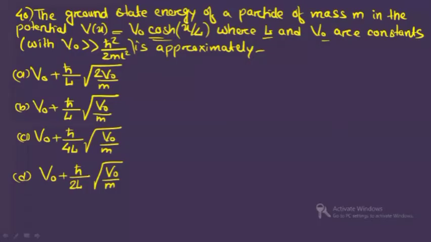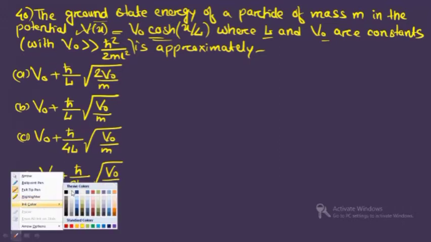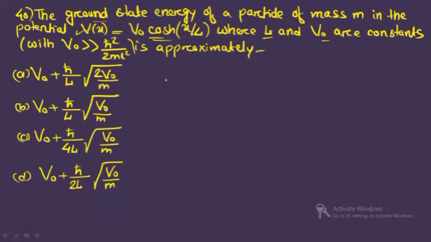Here it is said, the ground state energy of a particle of mass m in the potential V(x) is equal to this one, where L and V0 are constants and V0 is very, very greater than h cut square by 2mL square. It is approximately what? You have to calculate the ground state energy approximately when the potential V(x) is equal to V0 cos hyperbolic x by L, and L and V0 are constants. V0 is very, very greater than h cut square by 2mL square. So first of all, you see V0 cos hyperbolic x by L. This is the potential given to us.